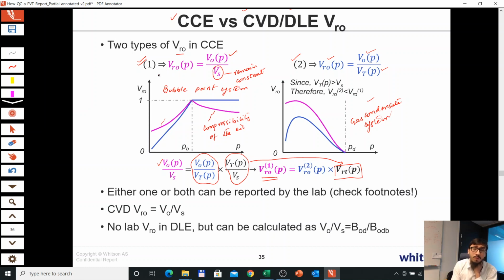And it's also important, and the reason why we will be using this first type of relative oil volume for QC is because when you look at the CVD experiment, we know that in the CVD experiment the total cell volume is always equal to the volume at saturation pressure. Okay, so in CVD, V total is always equal to Vs at all pressures, right?